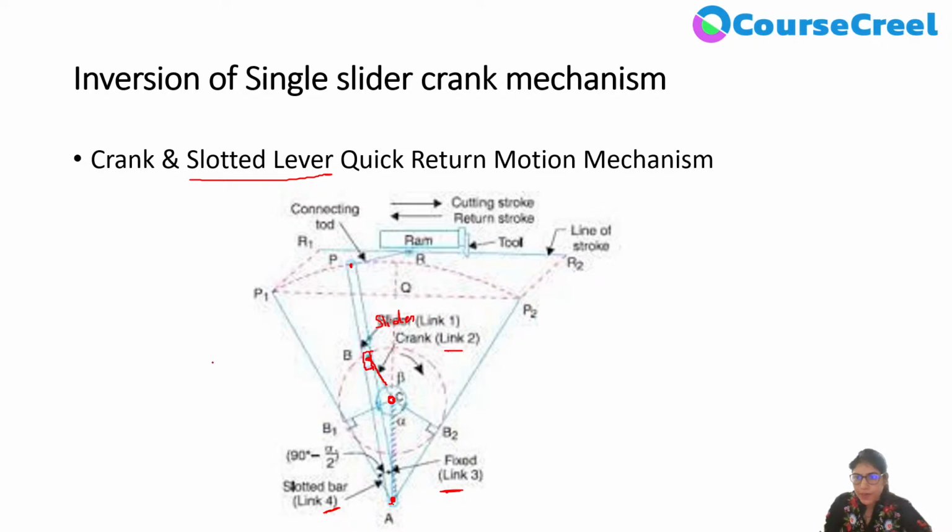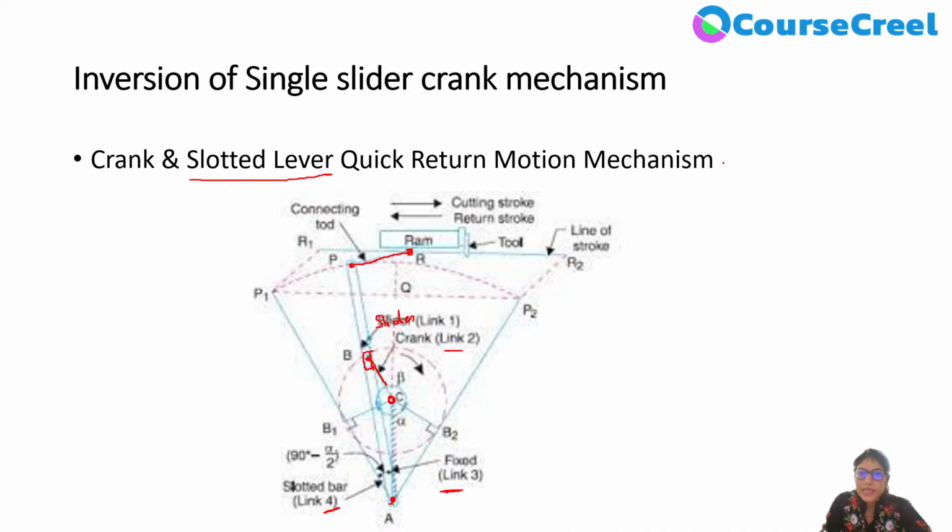Now what is the purpose of this crank and slotted lever quick return mechanism? Here you can see the point P is connected with another link, that is PR, and this R end is connected with one ram which is carrying the tool. So when this complete mechanism is in motion, the ram will get motion from the mechanism, and the tool is going to move in forward and backward direction to have cutting stroke and return stroke to perform a particular job.